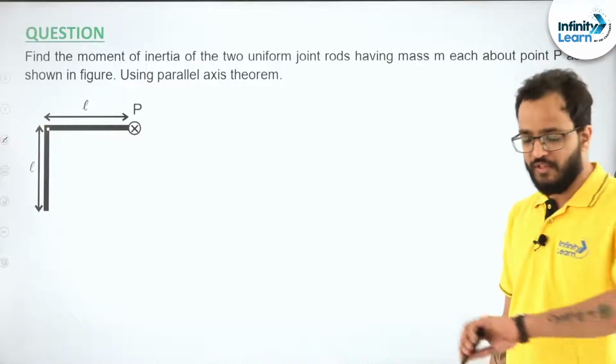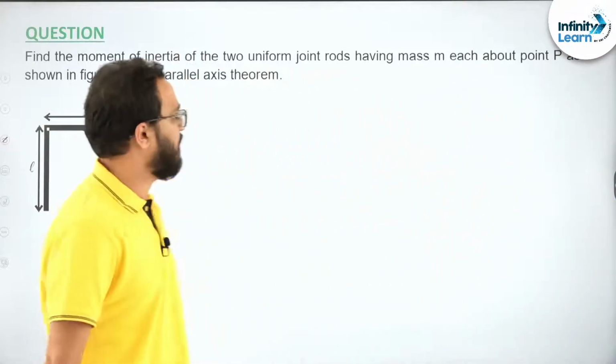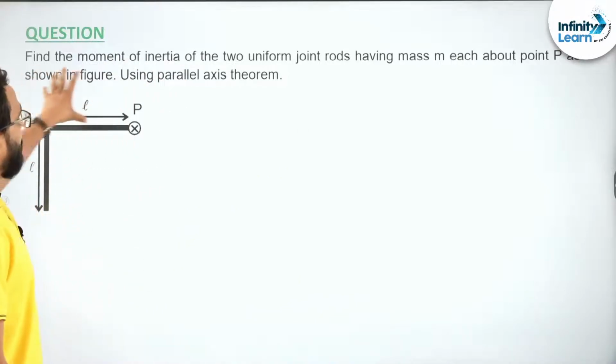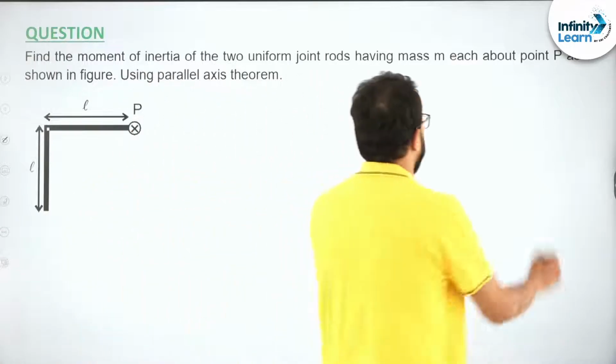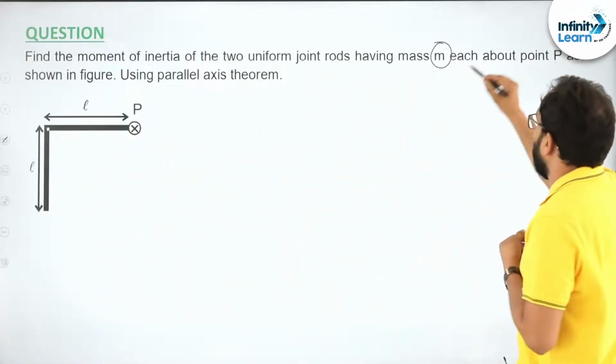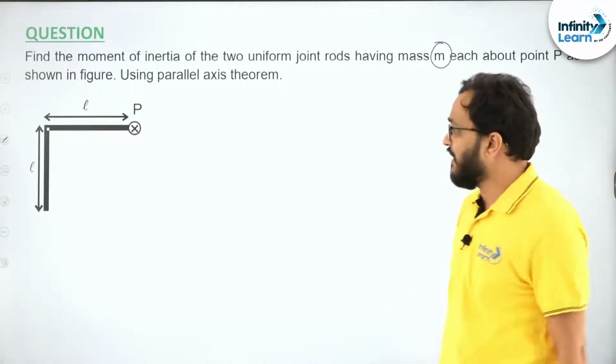Now one last question of this video. So let me wind up this video with a very nice question here. Find the moment of inertia of two uniform joined rods, each of mass small m, about point P as shown in the figure, using parallel axis theorem. So they have already mentioned that we have to use parallel axis theorem.